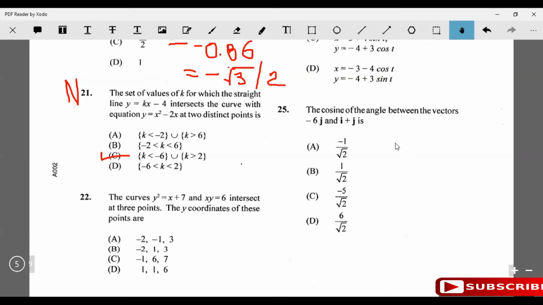Question 22. It says the curves y squared is equal to x plus 7 and xy equals 6, and they intersect at 3 points. Find the y coordinates. So y squared is x plus 7 and xy equals 6. So we're doing a simultaneous equation. So let's do it right here. Y squared is x plus 7 and xy equals 6. And they want the y coordinates.